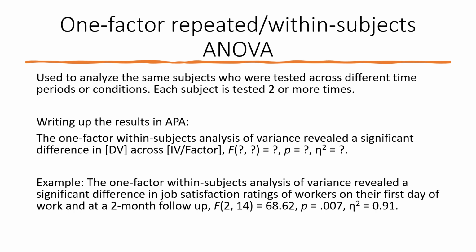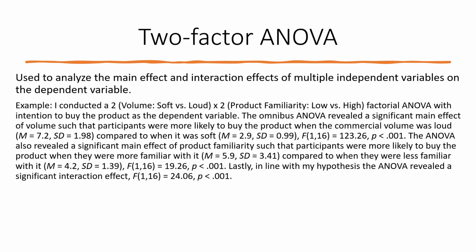So for example, the one factor within subjects analysis of variance revealed a significant difference in job satisfaction ratings of workers on their first day of work and at a 2-month follow-up. So you can see that we are measuring the same people 2 or more times. And because it's significant, you have the F test.